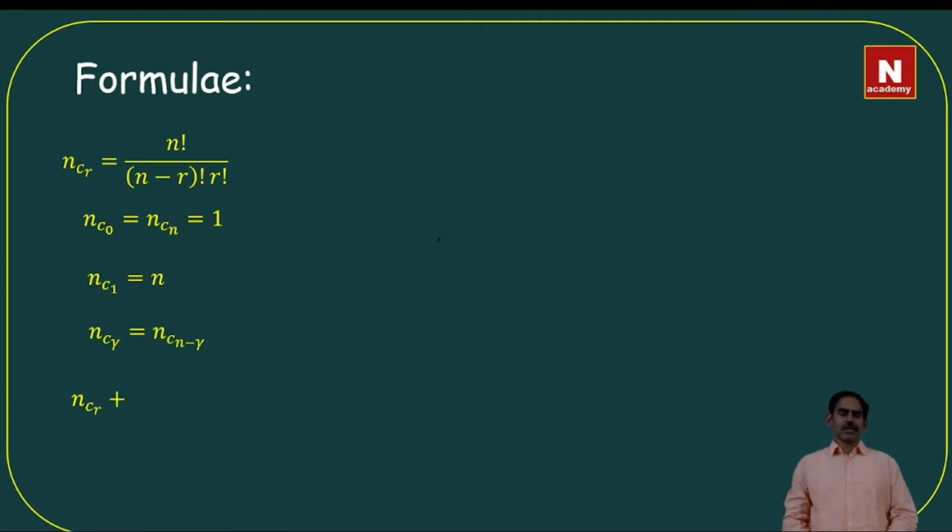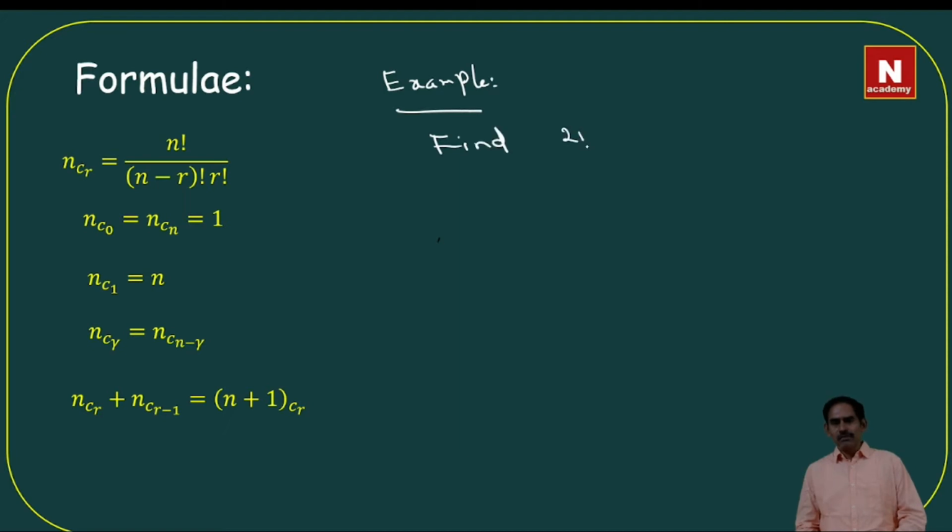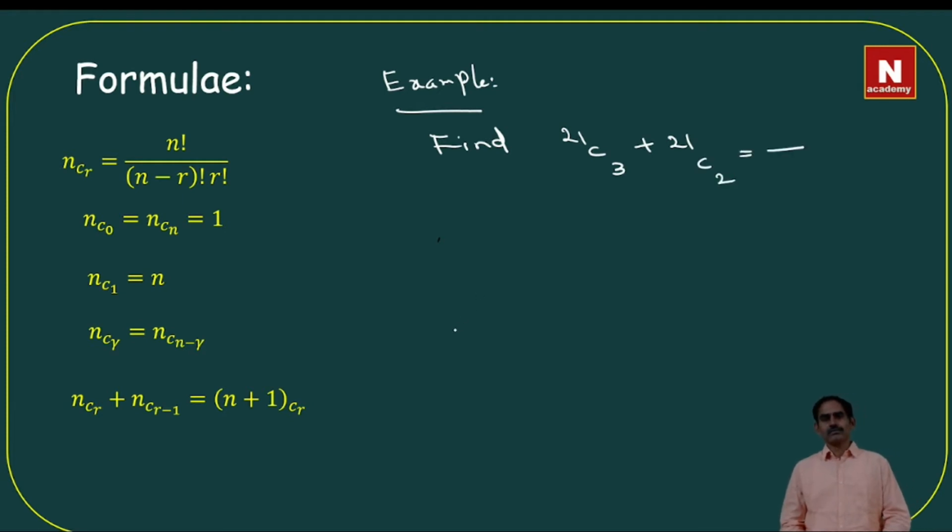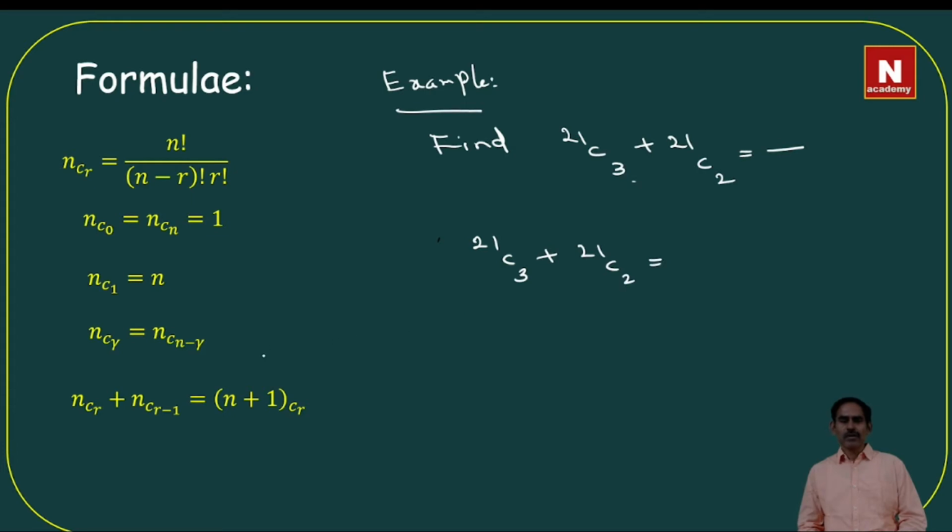Now we have to discuss another formula: nCr plus nC(r minus 1) equals (n plus 1)Cr. For example, find 21C3 plus 21C2. This is in the form of nCr plus nC(r minus 1). Here r is 3, and 3 minus 1 is 2. Therefore, with the help of this formula, this will equal (n plus 1)Cr. So 21C3 plus 21C2 equals (n plus 1)Cr.